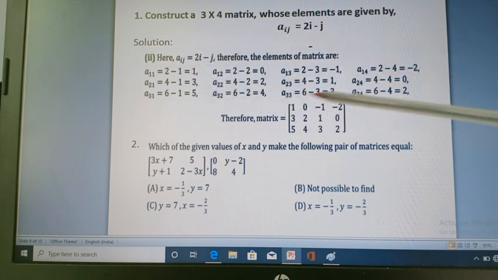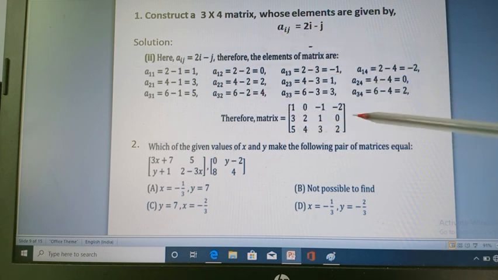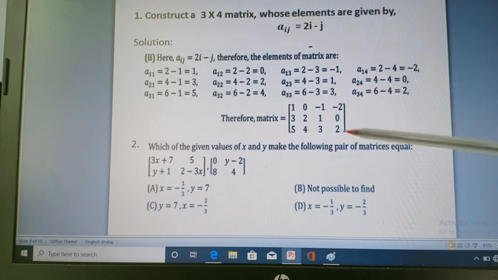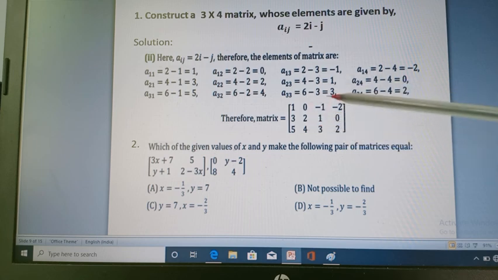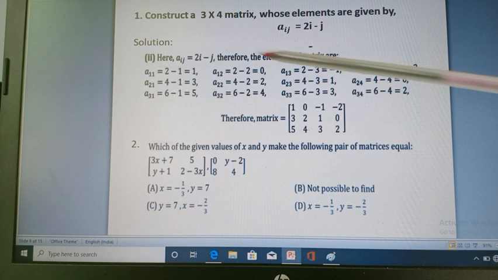Similarly, we can find all the entries of the required matrix. Since a 3 by 4 matrix is required, we need 3 rows and 4 columns. The corresponding entries we can find by putting in the values of i and j, and this is the required matrix.